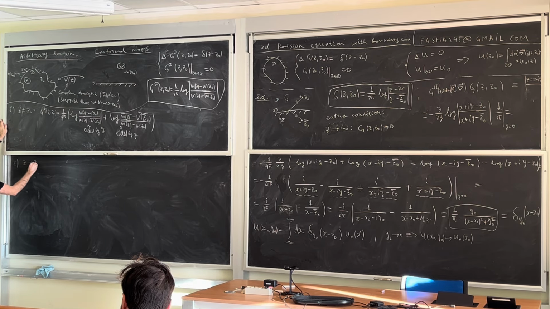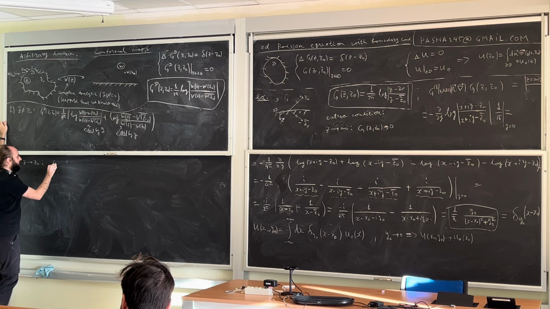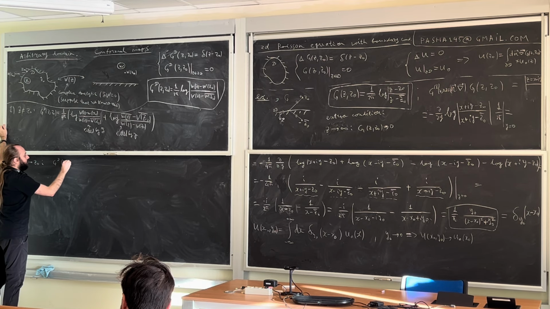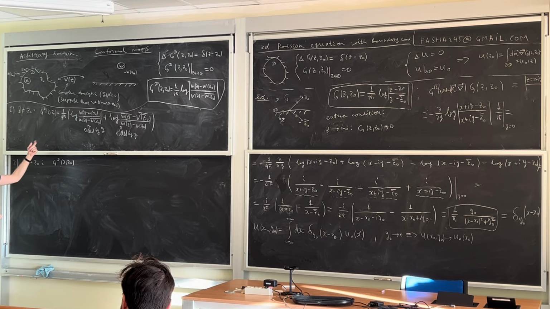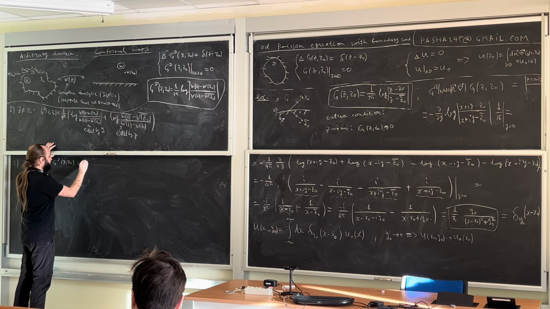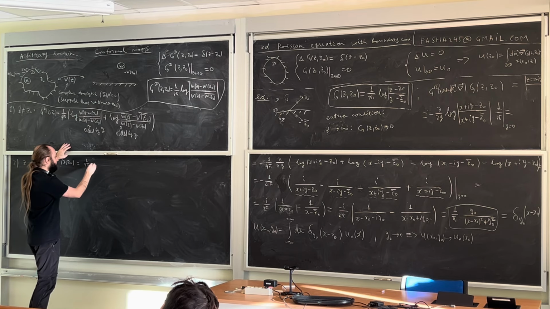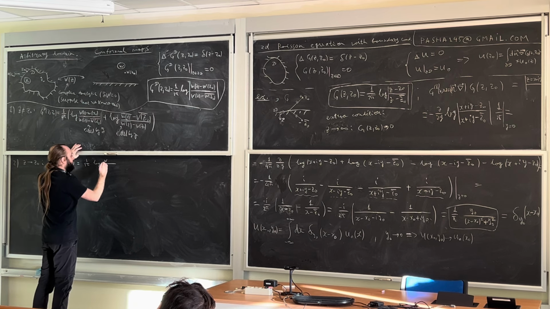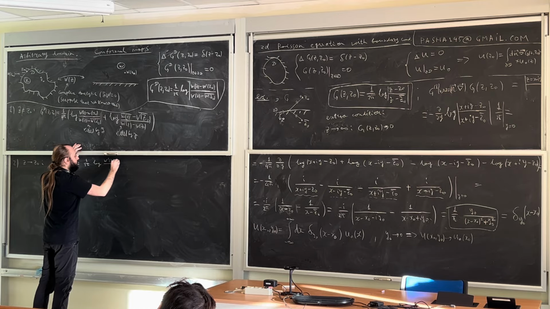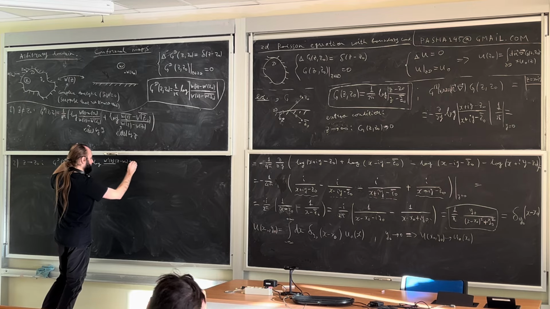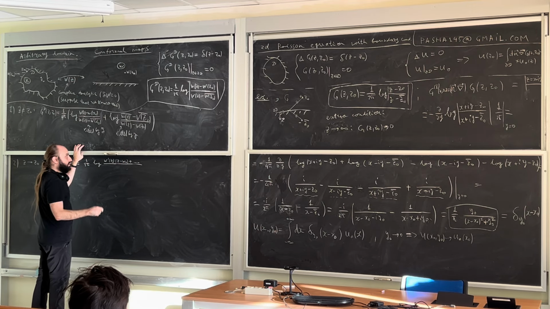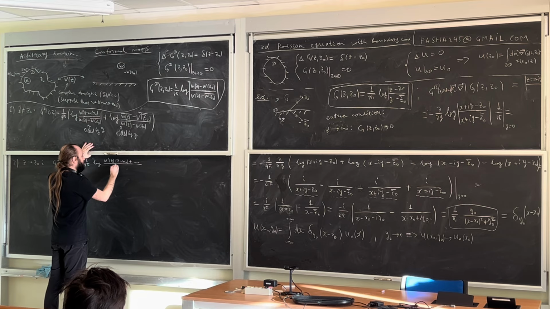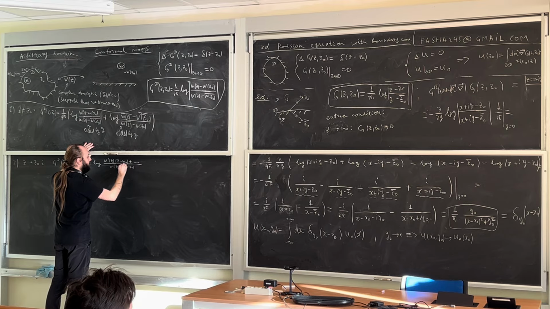When z approaches zero, then this can be expanded as 1 over 2π logarithm of W prime of Z0, Z minus Z0 plus something else, divided by W of Z minus W of Z0 bar.